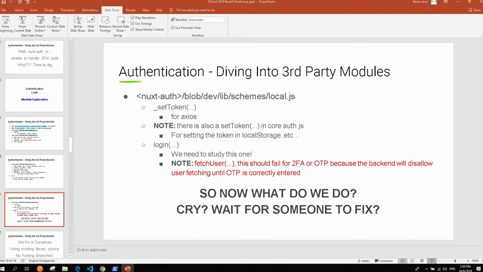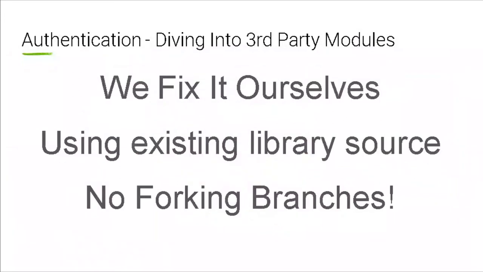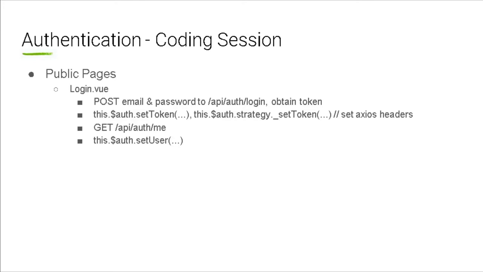Okay, so as explained before, for fetch user, this should fail for the 2FA. And only after you clear the 2FA, then you fetch the user. So we are going to fix it instead of waiting for somebody to fix this problem. So how are we going to fix? We're going to fix it ourselves. We'll use the existing library source. We are not going to do any forking or whatever. We'll just use the functions that exist inside there, which is inside the login.view, which you have already copied and pasted, right?